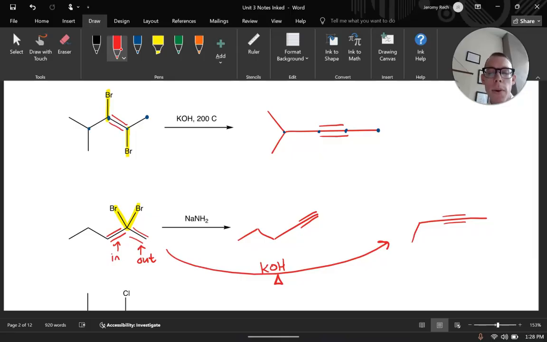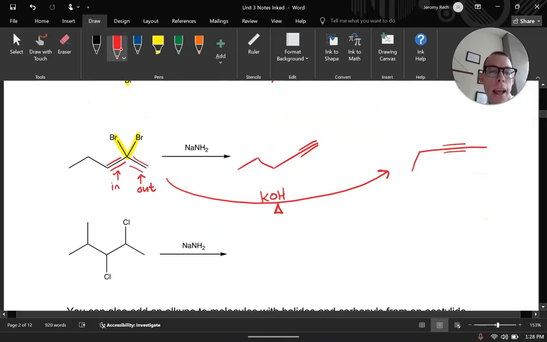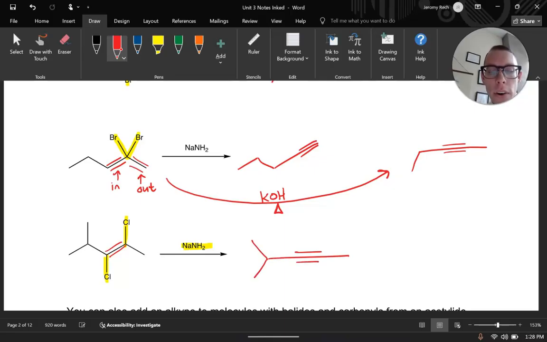Now, if we consider our next example here, where we have a vicinal dichloride, here we are using our NaNH2, which likes to go on the outside. However, it doesn't have a choice because we have to do our eliminations directly between. So this is actually going to still give the exact same product as we had in the very first one, where we have that triple bond in between our two different chlorines. So if there's no choice, it has to go in between.